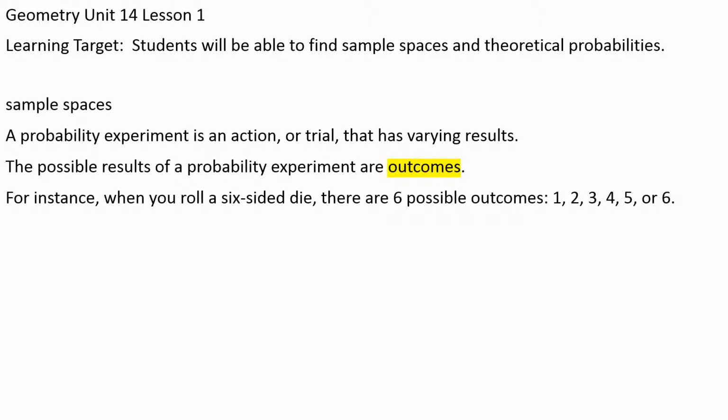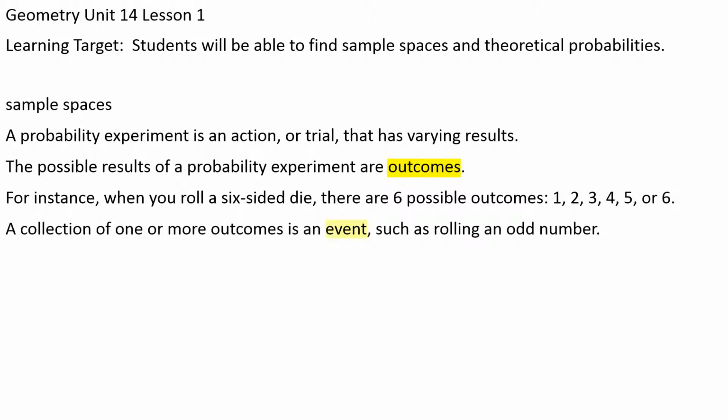If we roll a six-sided die, we can get a 1, 2, 3, 4, 5, or 6. Right? So if I wanted it to be an odd number, that would be an event. Say, hey, I want to roll a die, and there are a bunch of different outcomes that could happen. I'm hoping for an outcome of an odd number. That would be an event.